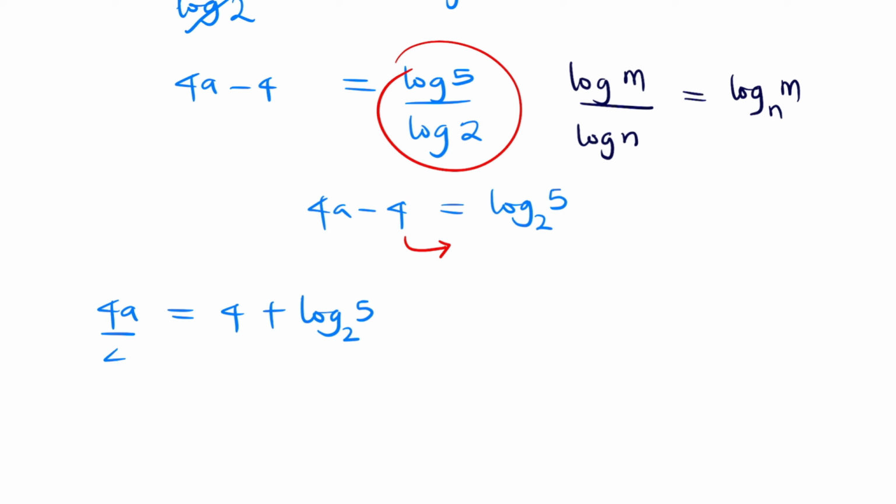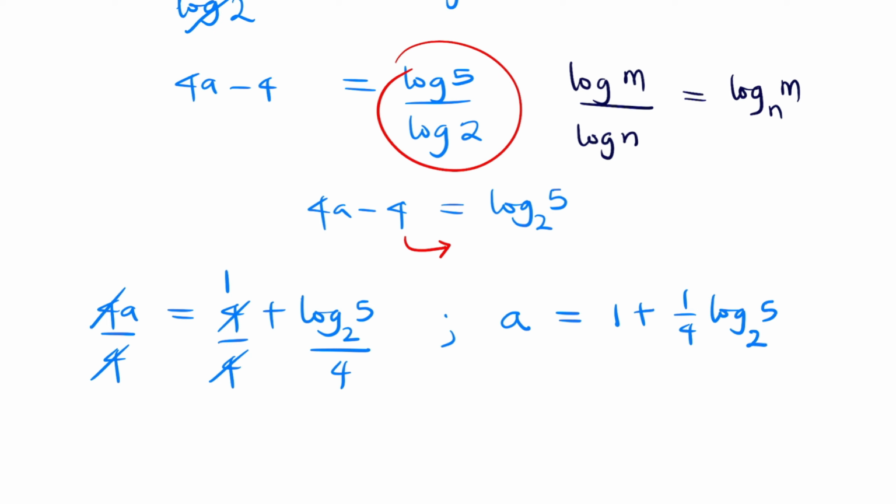Then we can divide through by 4, so that this takes care of this. This becomes 1, and then all of the equation becomes a equal to 1 plus 1 over 4 log 5 base 2. And this will be our final answer.